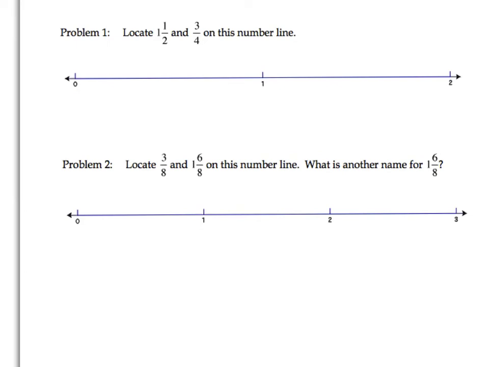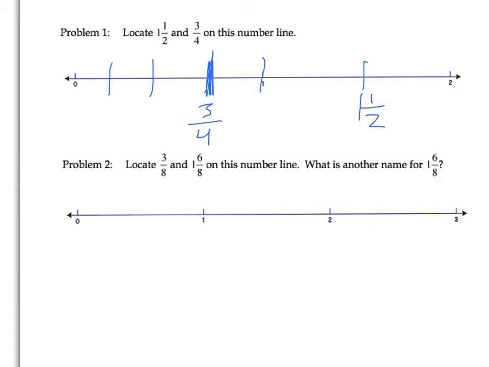Alright, so this one says locate 1/2 and 3/4 on this number line. 1/2 is going to be exactly in between the 1 and the 2. 3/4 is going to be 1, 2, 3, so 4. It would be right here on the number line. So there's my 3/4, and there's my 1 1/2.